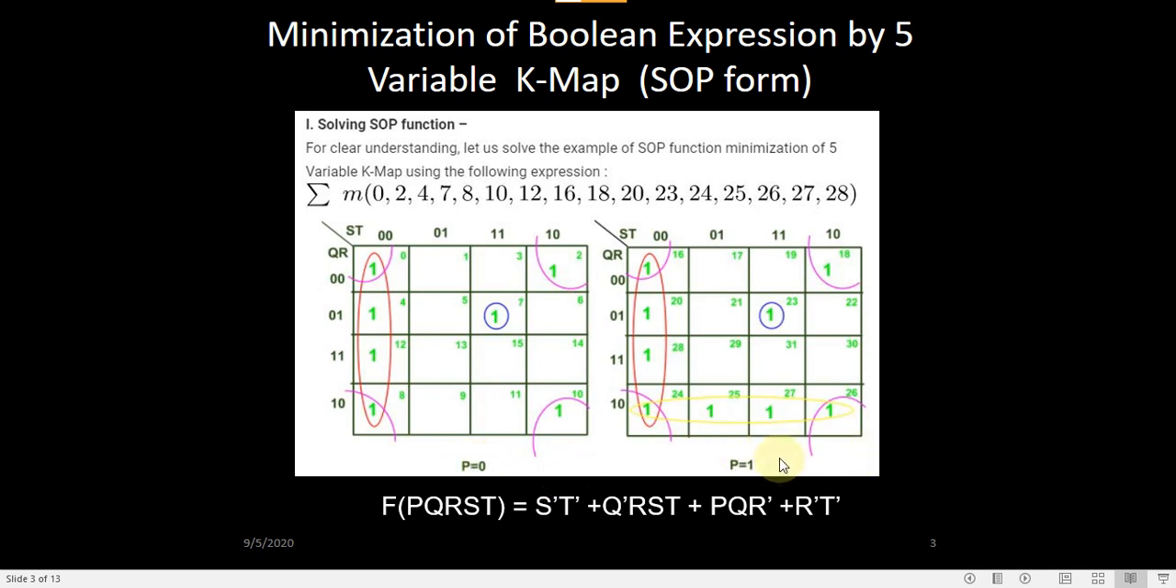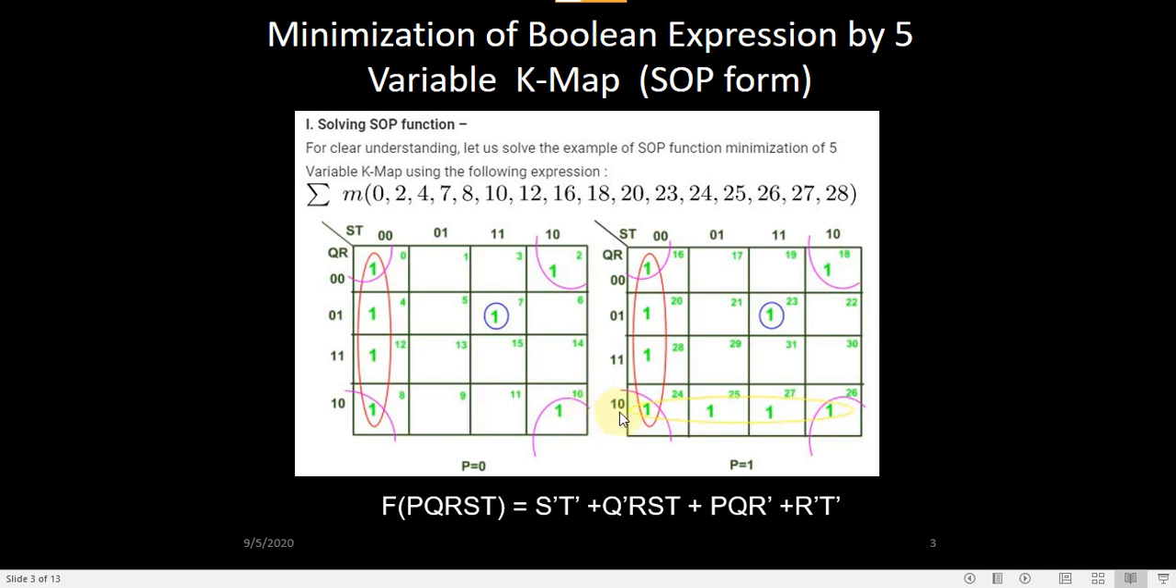Can you explain how the P is there in PQR dash? How did we write that? This one? Yeah, because it is not here. That means P has to be 1. So that's why that P has come. If this had been here, it would have been P dash.